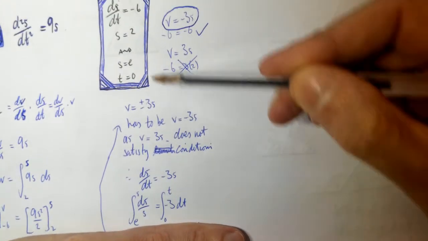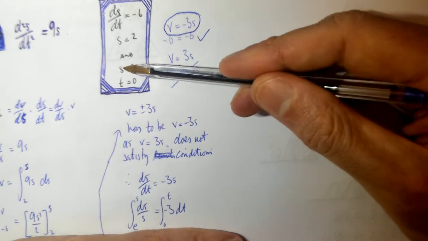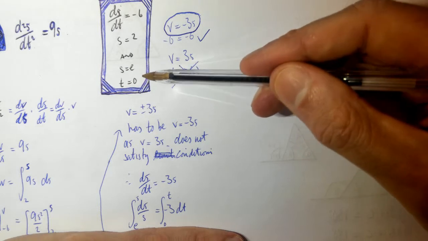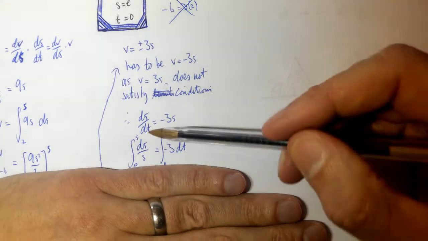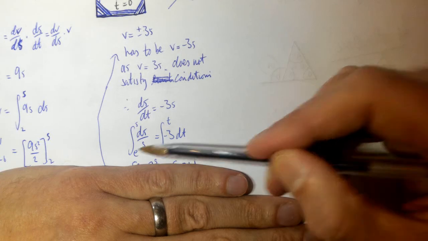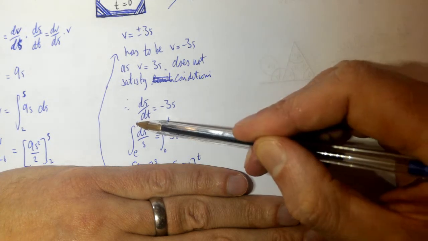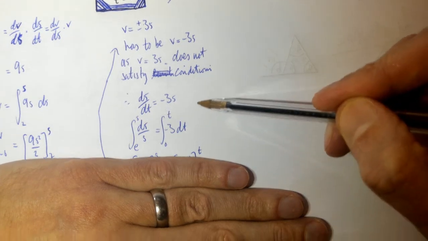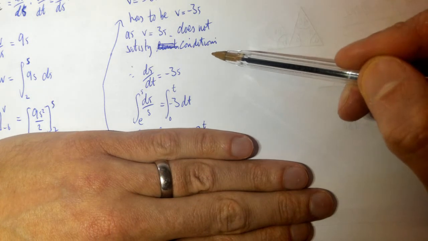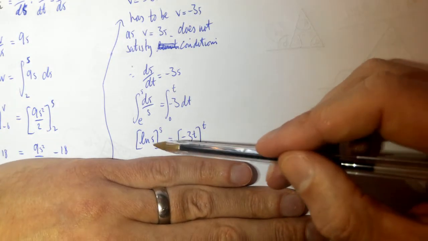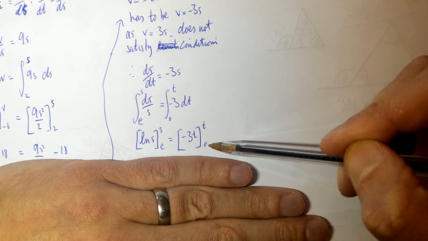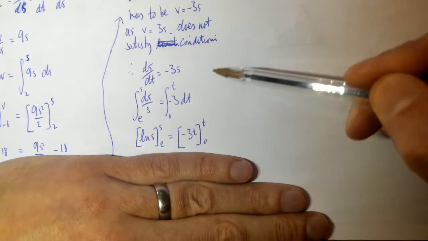Let's go back to my conditions at the start. We know that s is e when t is equal to 0. So, in the limits of integration, put e in for s when t is 0. We don't know the upper limit, we're going to find that out in a second. Integrate, okay, log of s equals minus 3t, limits 0 to t, e to s, limits stay there.